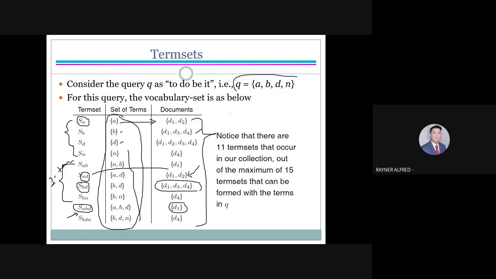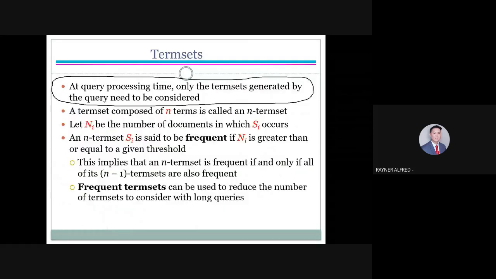So you only ask yourself how many different symbols we have in this query. In this case, we have 4. So we will have 2 to the power of 4 different term sets. This is the size of the term set that we have. Okay, so that's what it meant here.